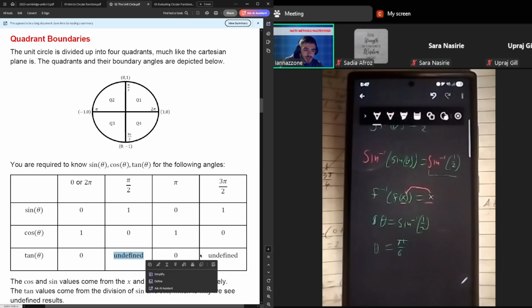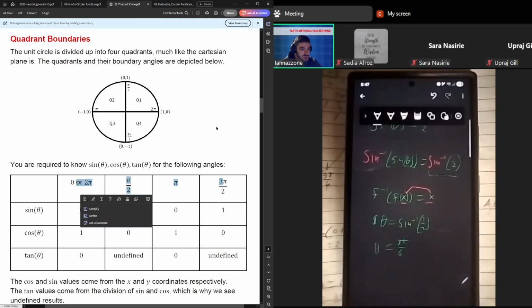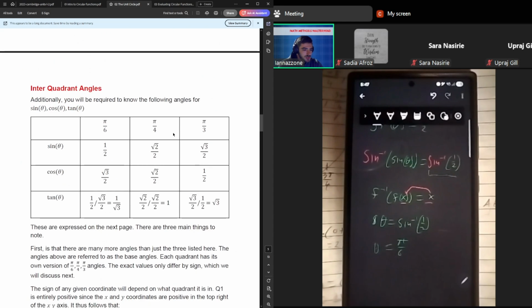That'll also explain why tan has some undefined spots. Because if you look at the pi over 2 spot, you'll notice that you do 1 divided by 0, which is undefined. So you would just do that. You just do that for all the spots on the unit circle, all those quadrant boundaries. So those are the quadrant boundaries.